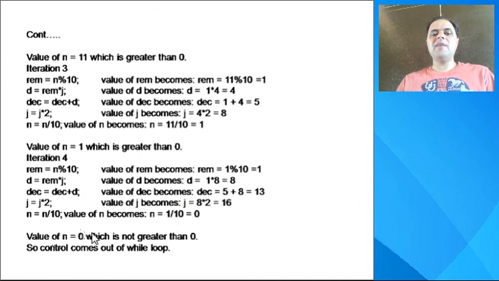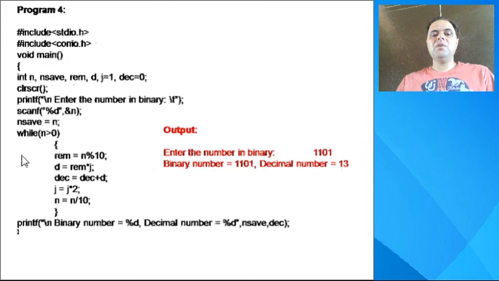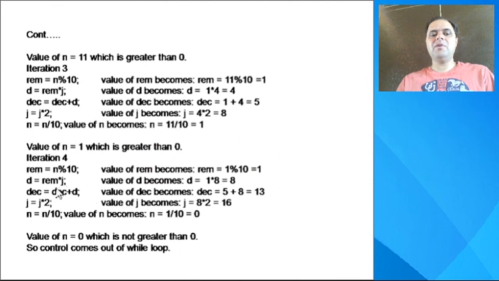So the value of n is 0, which is not greater than 0. So this condition becomes false, and the control comes out of the loop. Now, what is the value of n save? The value of n save was 1101. So binary number 1101 is equal to decimal number dec. What is the value of dec? The value of dec we have found is 13.